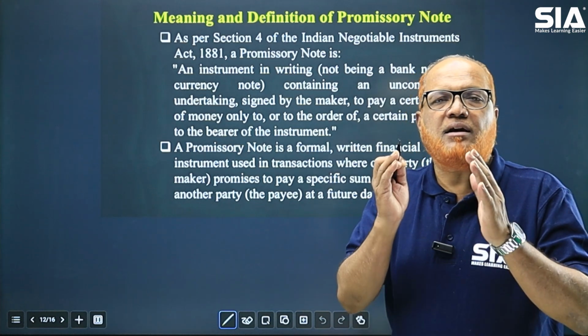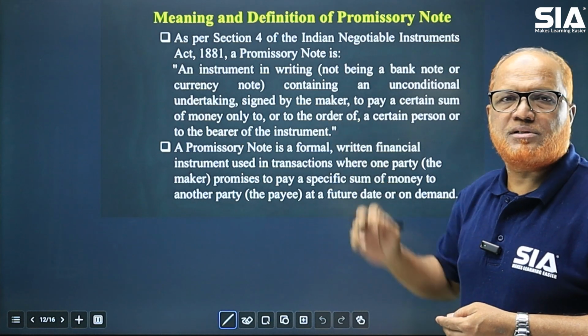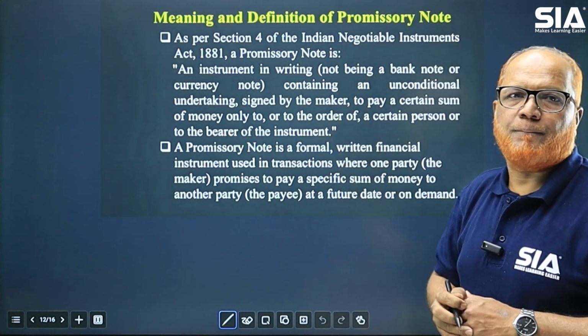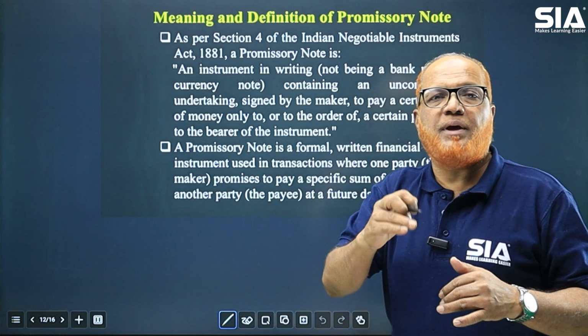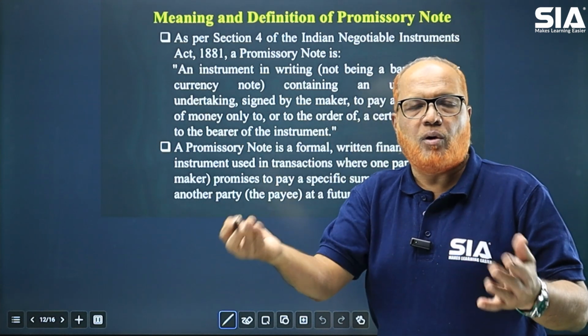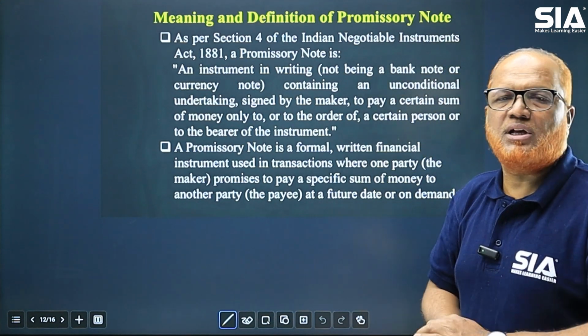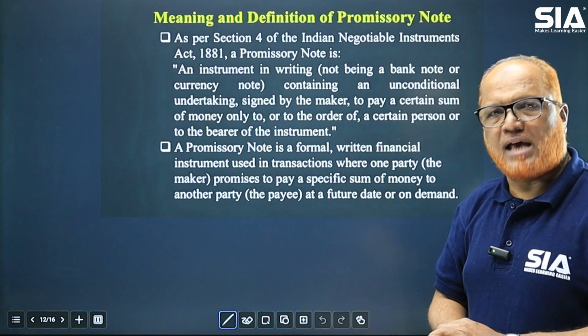Slight difference is there in the definition of bills of exchange and promissory note. There it is an unconditional order. Here there is undertaking, promise. It is made by the maker who promises to pay a certain sum of money only to or to the order of a certain person or to the bearer of the instrument. This is a specific definition given by the Indian Negotiable Instruments Act.